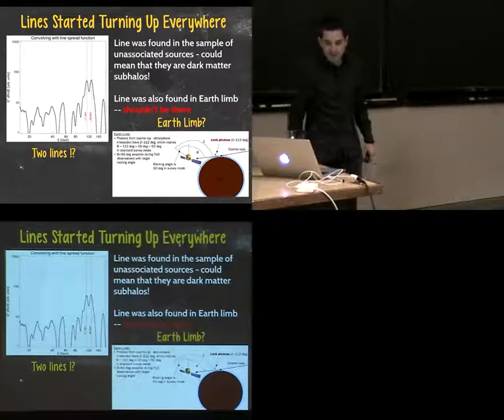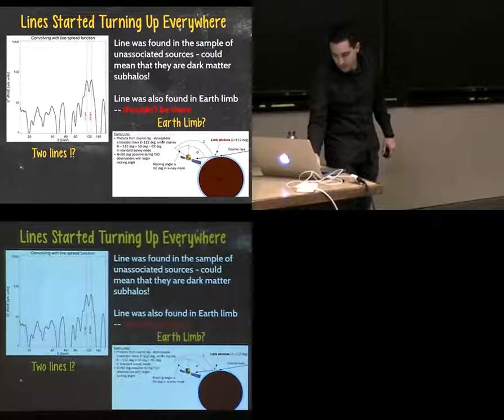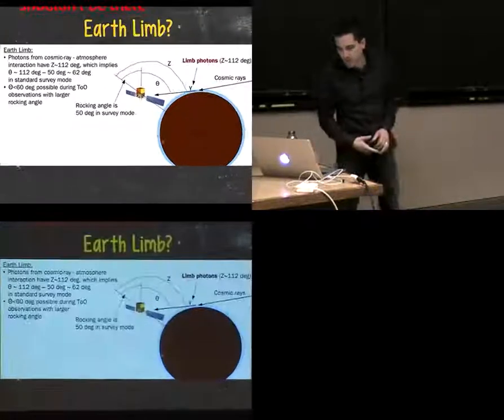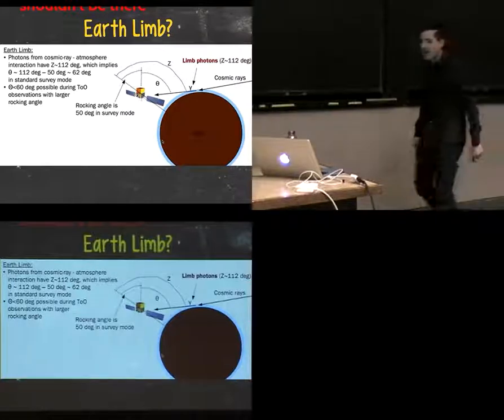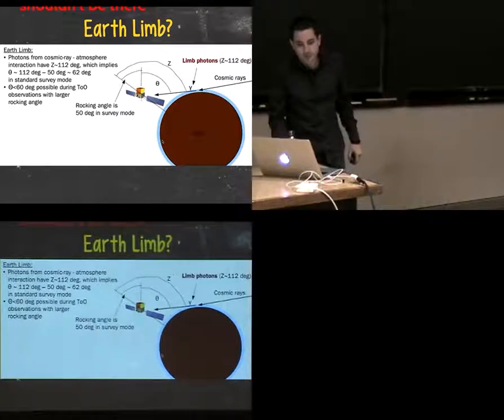But then the line was also found in the Earth's limb, which it shouldn't be. The instrument can sometimes look at the atmosphere of the Earth, and the atmosphere of the Earth produces a bunch of gamma rays. The reason it does is cosmic rays come in, they interact with the atmosphere of the Earth and produce gamma rays. This is very close, so it's very bright. You see a bunch of them in your instrument. This is all astrophysics, so you shouldn't see any line in the Earth's limb. That was distressing.